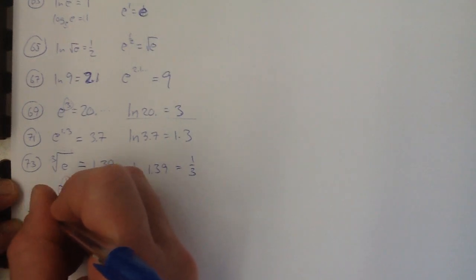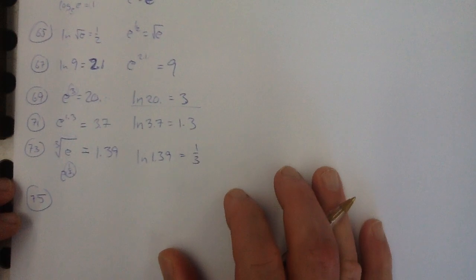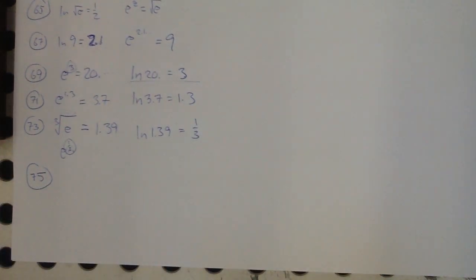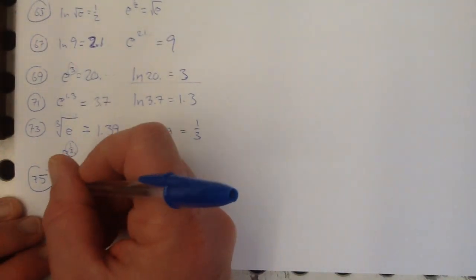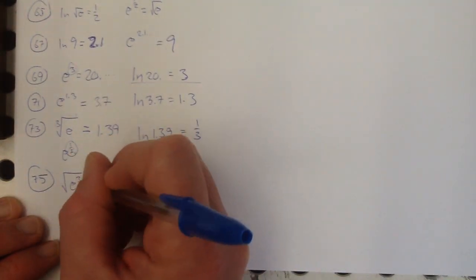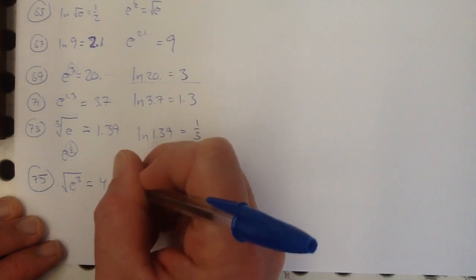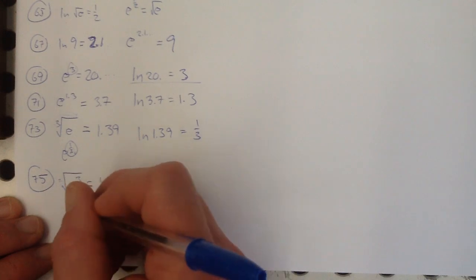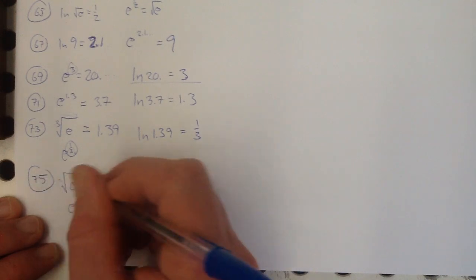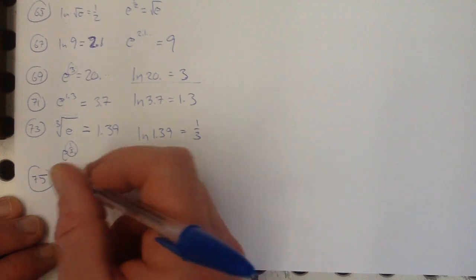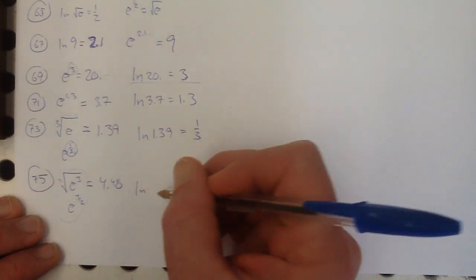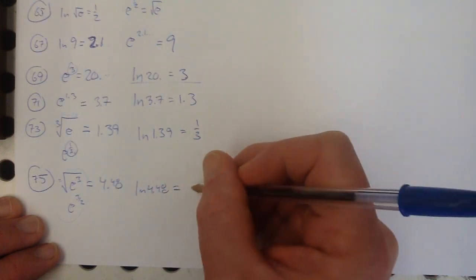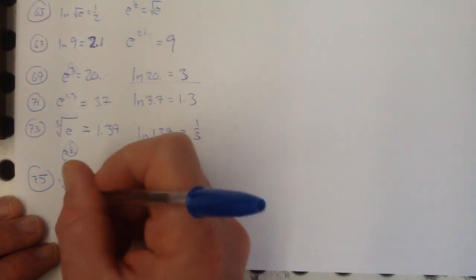Number 75, last one in this particular set, is, oh, did I skip something? No, sorry. The square root of e cubed is 4.48. The square root of e cubed, that's the same as e to the 3/2. There's a lot of exponent rule stuff going on here that we need to be confident with. That means the natural log of 4.48 is equal to, the exponent is 3/2.